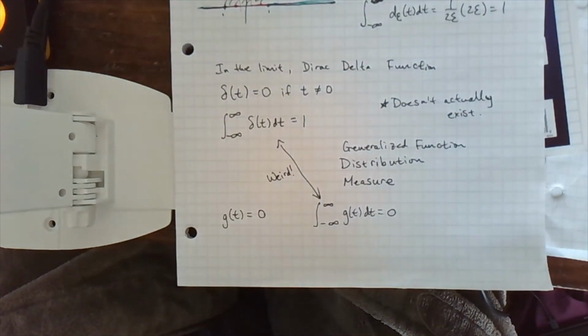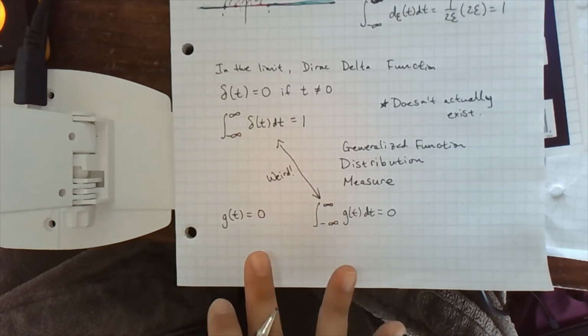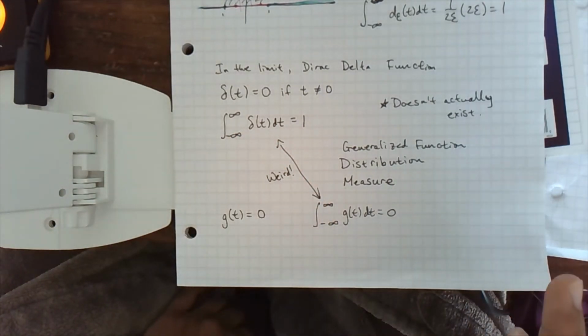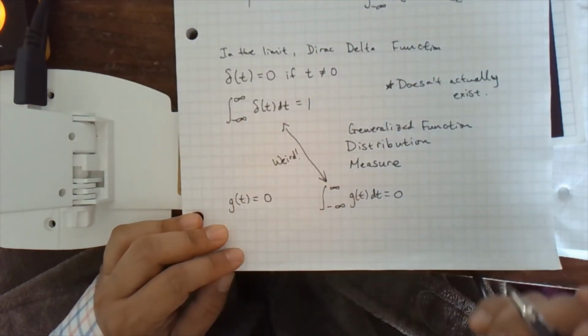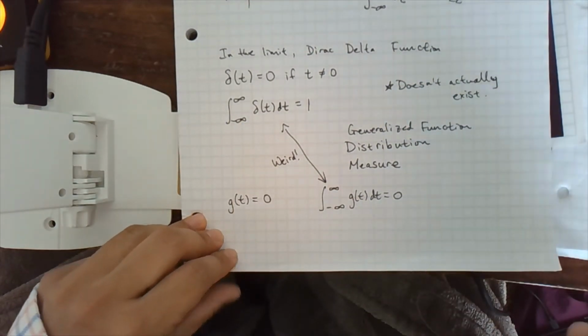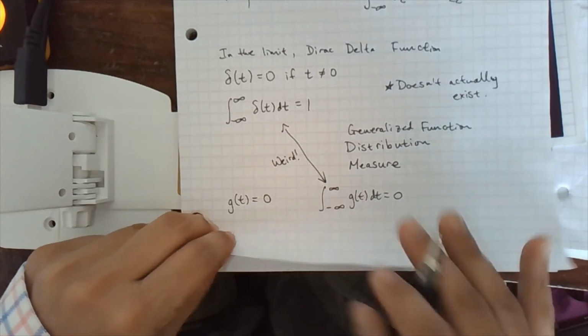And I point this out just so that you keep in mind that delta t is a very weird function. It's not actually a function that exists. Okay, done with the weird stuff. Now, how does this relate to things that we've talked about?